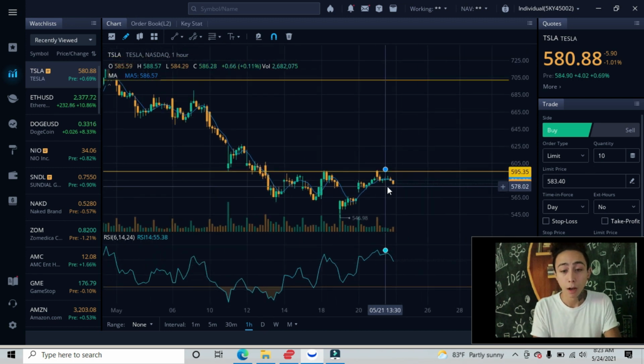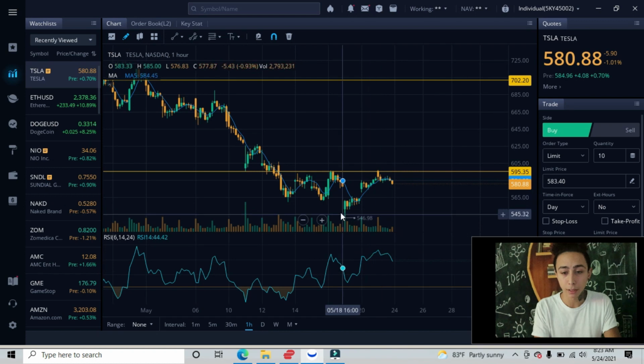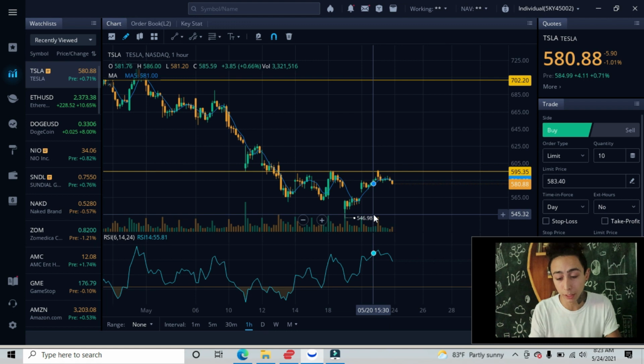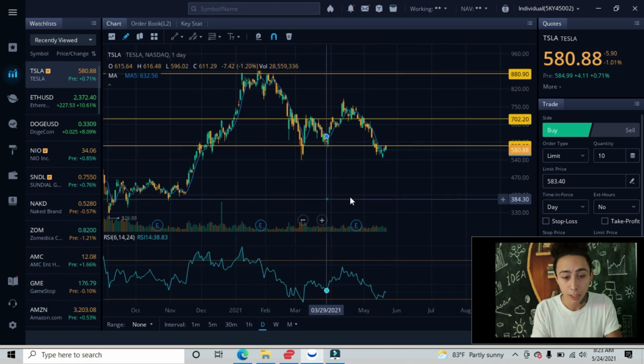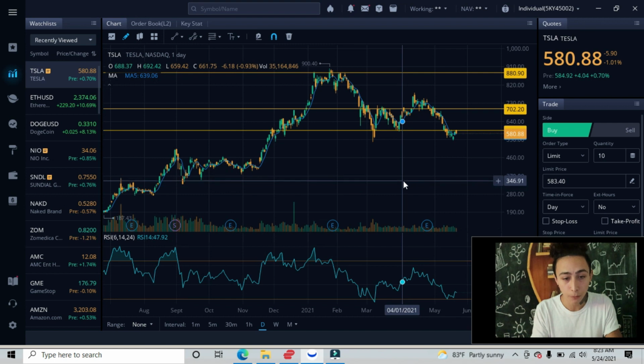So if we break past this new low over here, and I say new low as in just for this general area, that being at the 545, then I will do an updated video explaining where the next level of support is, which I'll give you guys a good idea on where that could be at. And that could be all the way back down here at the 346.